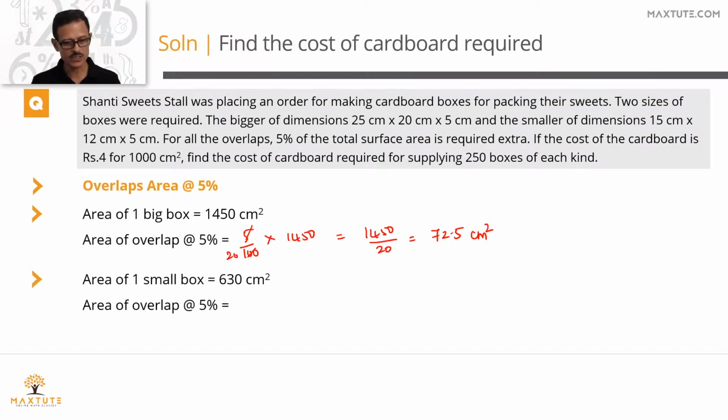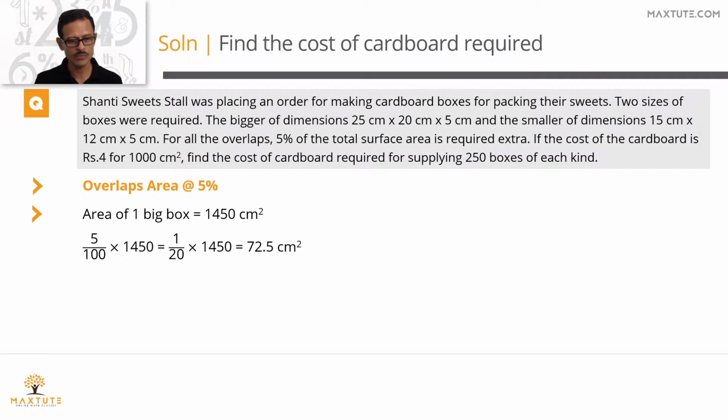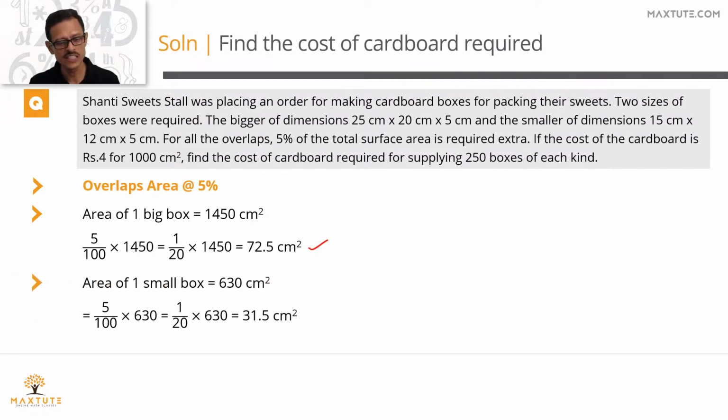The smaller box, running through the same exercise, area is 630. So 5% of 630, 5 by 100 times 630 should give us the answer. 5 gets cancelled with 100 to leave us with a 20. So calculation essentially boils down to 630 upon 20, which is equal to 31.5 centimeter square. So we got the overlap for the larger box, overlap for the smaller box, 5% extra area. We'll quickly run through this overlap calculation in a printed form. For the larger box, 5% of 1450, calculation leads us to 72.5. For the smaller box, it's 31.5 centimeter square.